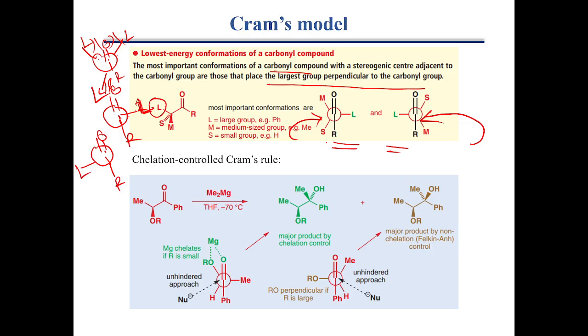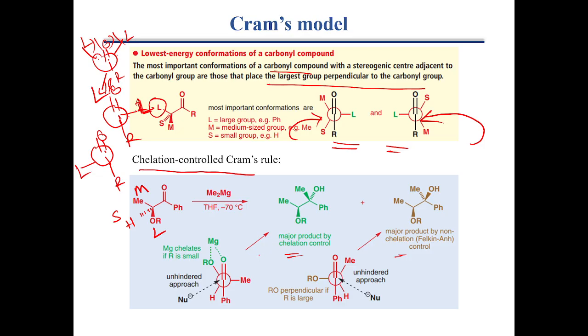It depends on what type of nucleophile we are using. So there is a term called chelation control, versus Cram's model. This is important here. What happened in this case? This is a stereogenic center. So this OR is the large group, methyl is the medium group, and hydrogen is the small group. So this is a stereogenic center beside a carbonyl group. In presence of methyl magnesium bromide or dimethyl magnesium, what happens? You can predict these two products. This is the major product and this is the minor product.